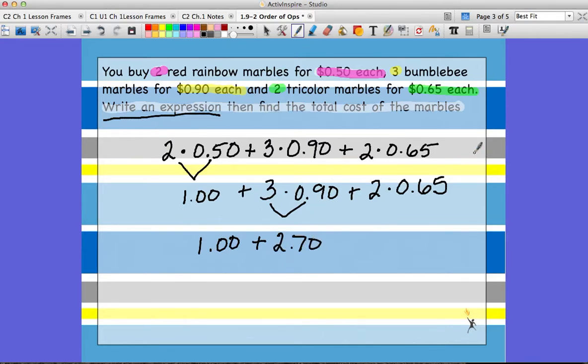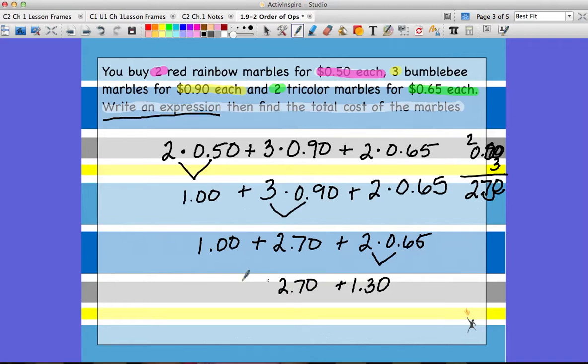$2.70, okay, because if I do 90 cents times 3, 0 times 3 is 0, 9 times 3 is 27, carry the 2, 0 times 3 is 0, plus 2 is 2, okay. And we'll talk about where to place the decimal or how to place it, but right now it's 1, 2, so it's 1, 2. So $2.70 plus the 2 times the 65 cents. And I know that 2 times 65 cents is $1.30.